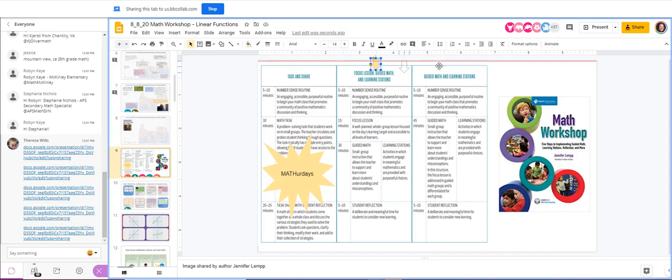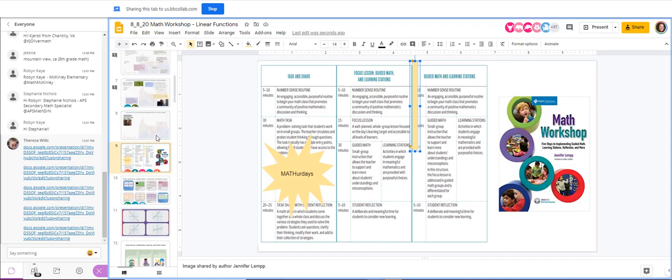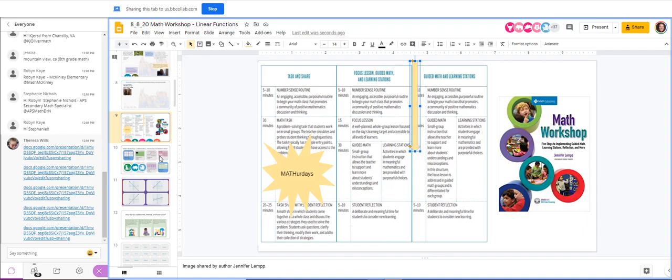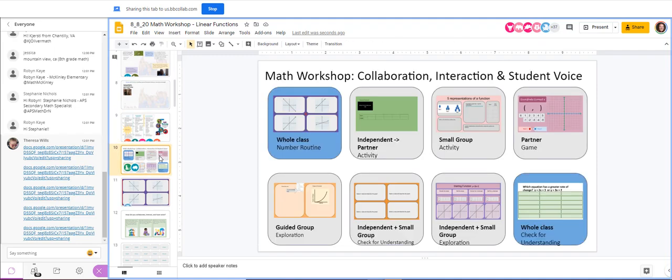We are really going to focus here in this column, and this is coming out of Jennifer Lemp's book, Math Workshop. We're going to start with a whole class number routine, move into learning stations, and end with a student reflection. And I hope today that you see a variety of ways that we can explore Math Workshop in different stations. If you join me on slide 10, you will see what those different stations are.